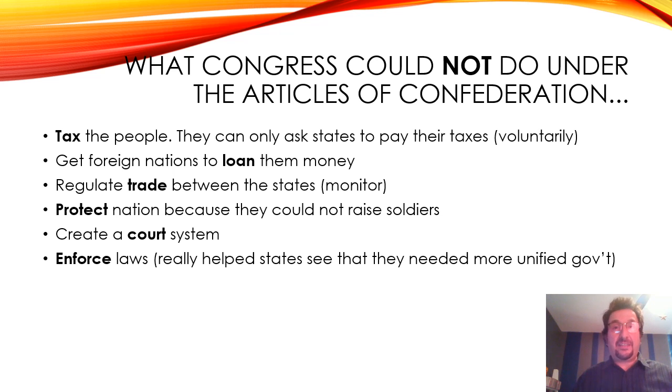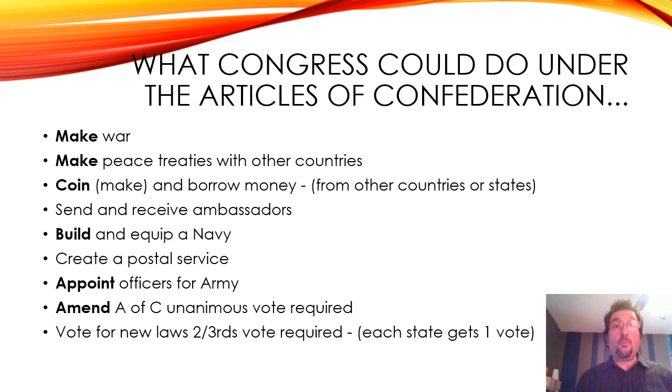And the 6th thing, they could not enforce the law. I already mentioned this earlier, and it basically caused the people to realize we should probably become a little bit more unified if we want to have a system of law. What could they do? Now you're going, Chambers, there's like 9 bullet points and you only provided 6. Yeah, I'm a jerk like that. The 6 bold ones would be the 6 that you should know.